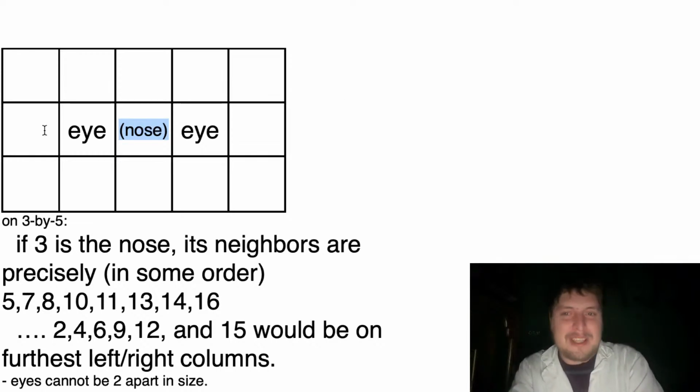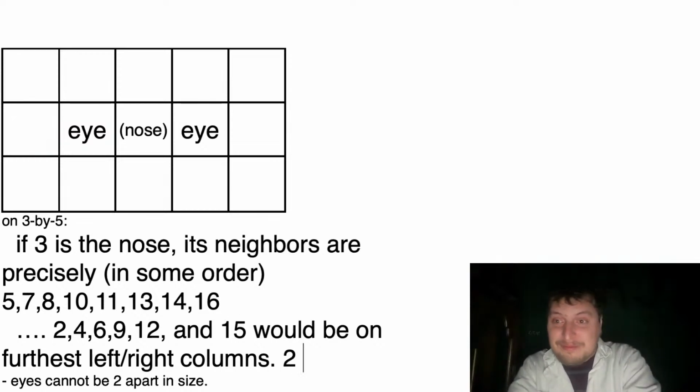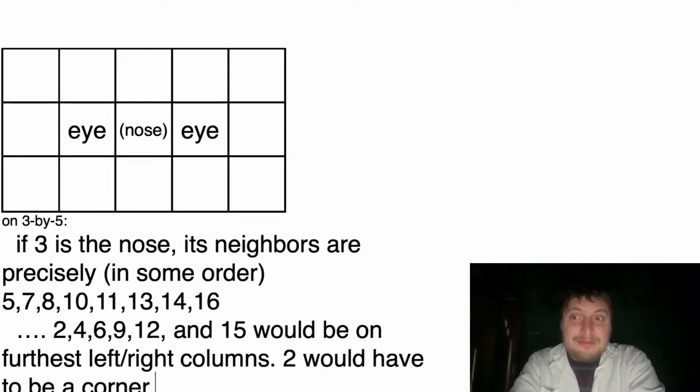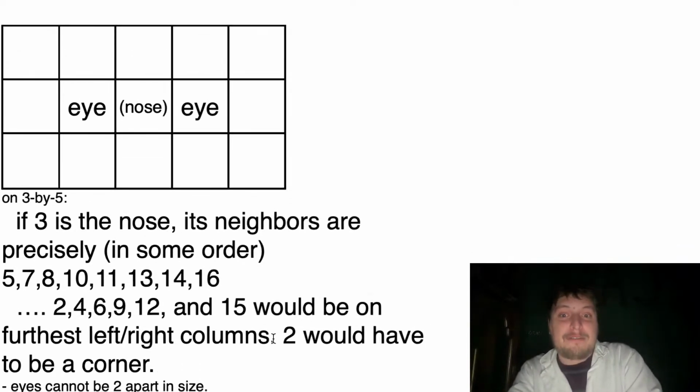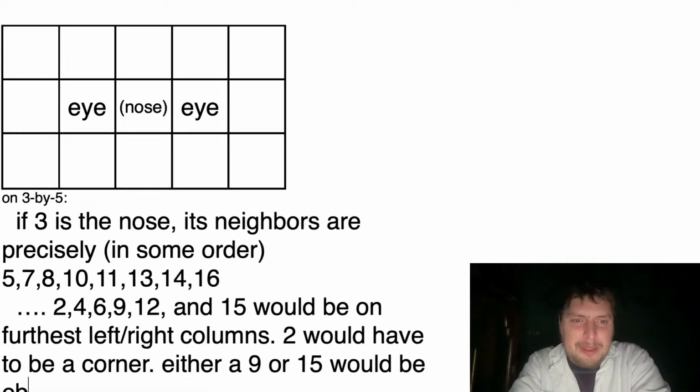So if 2 was a non-corner, that would mean that 4, 6, and 12 would have to be crammed on the other side, and that wouldn't work, because 12 would have to be touching either 4 or 6, and those don't work. So 2 can't be there. 2 would have to be a corner. Now let's see, would that even work? If 2 is a corner, what's next to it would either be a 9 or a 15. Either a 9 or a 15 would be below or above it.